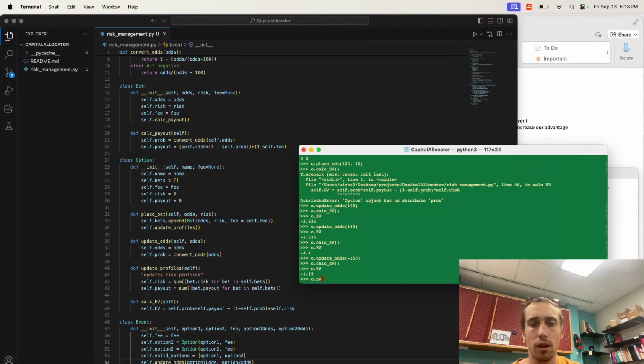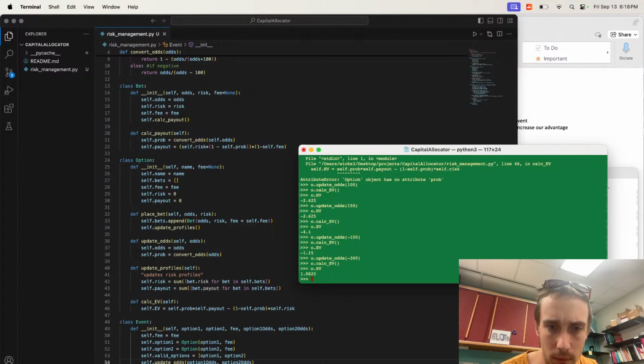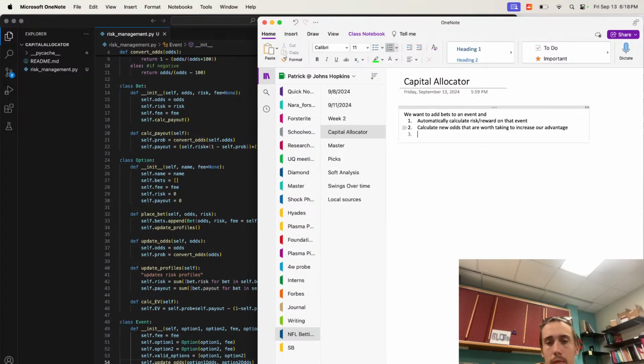Okay, so expected value. So what do you have to do to get expected value to be positive? Update odd. That makes it positive. Okay, so next, let's answer this. What is the break-even point of expected value?